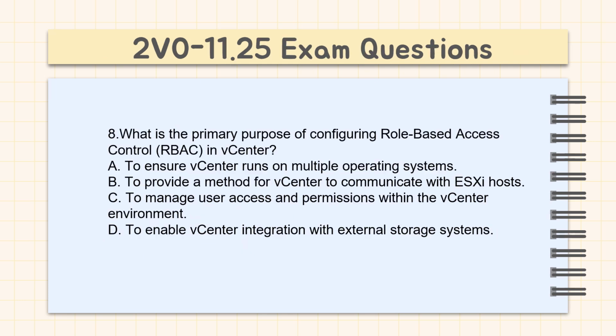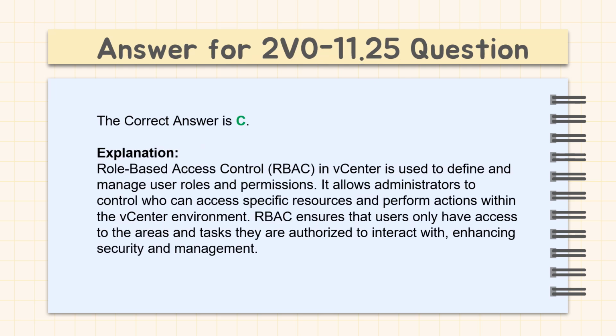What is the primary purpose of configuring role-based access control, RBAC, in vCenter? A. To ensure vCenter runs on multiple operating systems. B. To provide a method for vCenter to communicate with ESXi hosts. C. To manage user access and permissions within the vCenter environment. D. To enable vCenter integration with external storage systems. The correct answer is C.